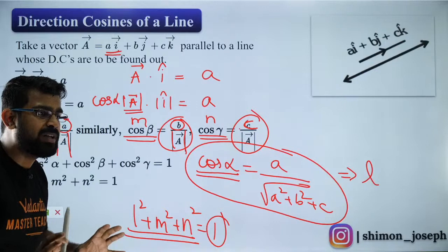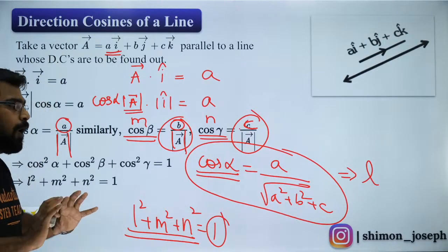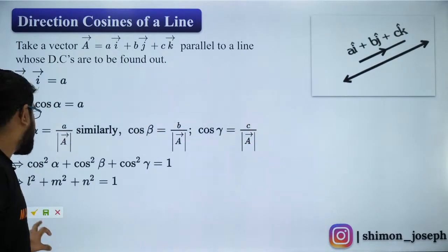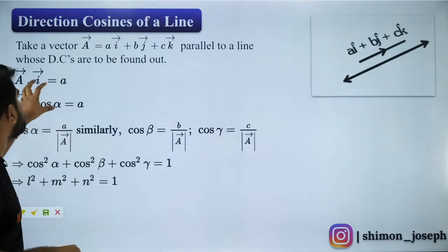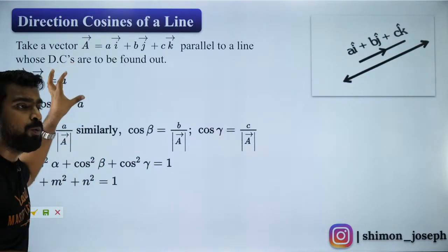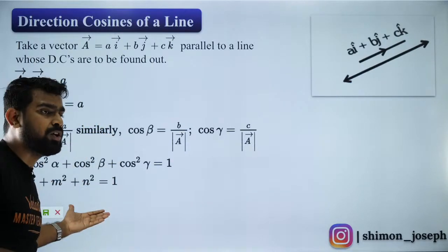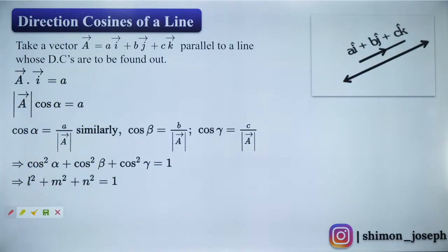Are you all clear with it, my dear children? All of you cool with it? Can you please let me know in the chat? Did you all understand what is meant by direction cosine and what is an important relation with all of them? Did you all get it now? Now I hope everybody is clear with the basics of this chapter.